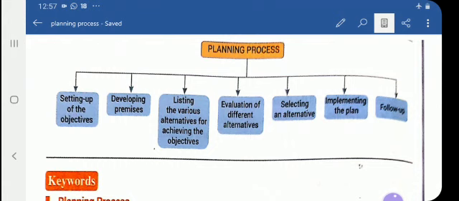So this sequence should be in a proper way. You cannot write the 7th step in number 1 position. Even in the board examination, sometimes the question is asked this way: after the 4th step, what are the next 3 steps? You just briefly explain. So you must be very thorough about the various steps of planning in the right sequence. So let us discuss in detail the various steps of planning.